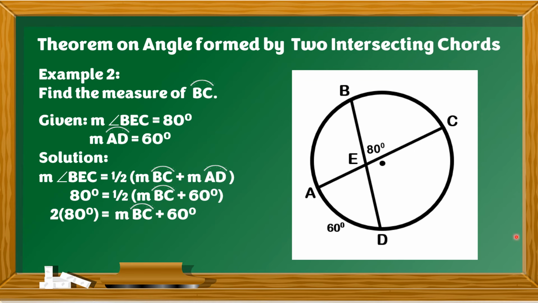And then simplify the equation. So we have the measure of arc BC is equal to 160 degrees. This is the product of 2 and 80 degrees. 2 times 80 degrees is equal to 160 degrees. And then minus 60 degrees. And then simplify, 160 degrees minus 60 degrees is equal to 100 degrees. So the measure of arc BC is equal to 100 degrees.